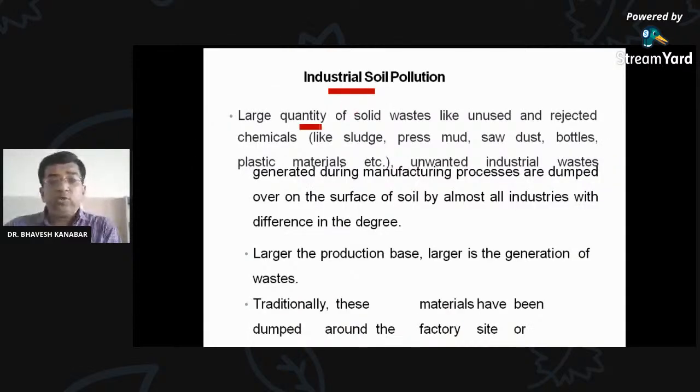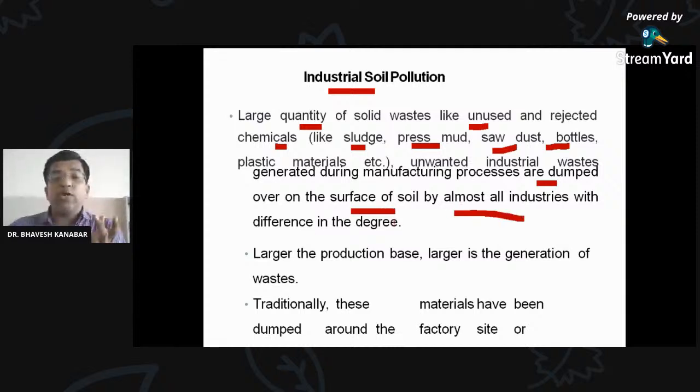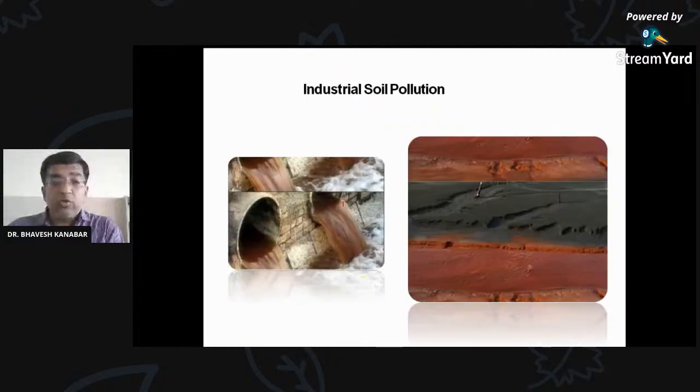Industrial soil pollution. A large quantity of solid waste like unused and rejected chemicals, sludge, press mud, sawdust, bottles, plastic, nutrients. This type of unwanted industrial pollutants can be dumped onto the surface of the soil by almost all industries, and it can lead to imbalance in the soil. You can see with the help of the photograph this type of industrial waste, this is liquid waste. Apart from the liquid waste, solid waste from the industry can also lead to soil pollution.